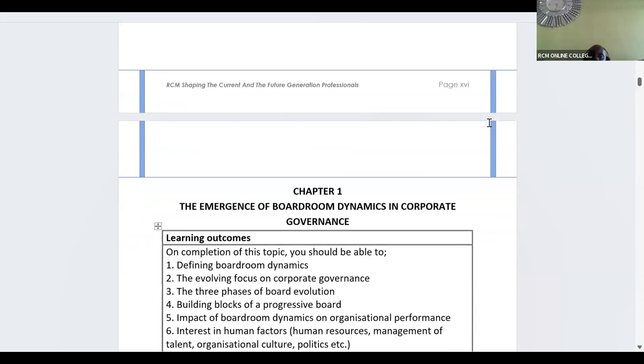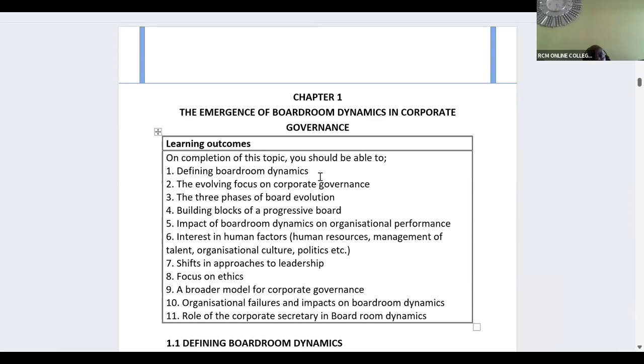We have these learning outcomes. We should be able to know how to define boardroom dynamics, the evolving focus on corporate governance, the three phases of board evolution, building blocks of a progressive board, impact of boardroom dynamics on organizational performance, etc. That's what I'm working with.